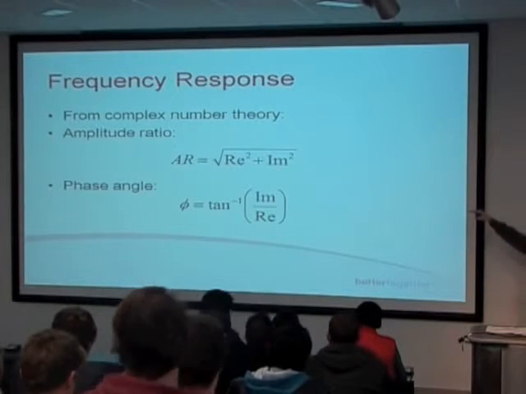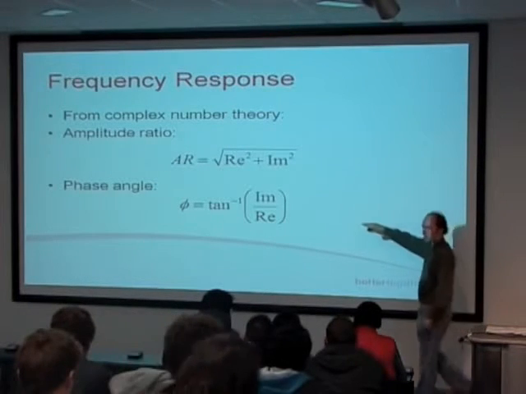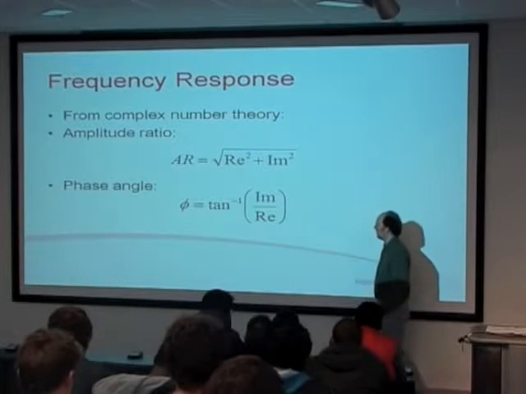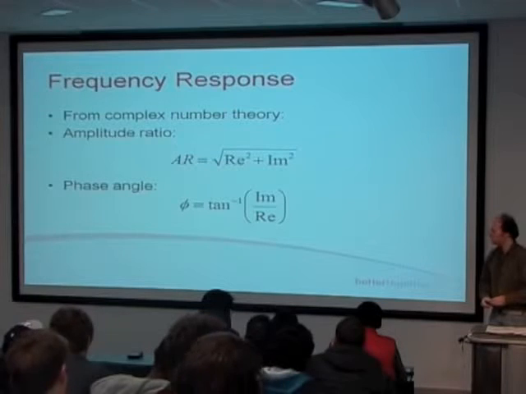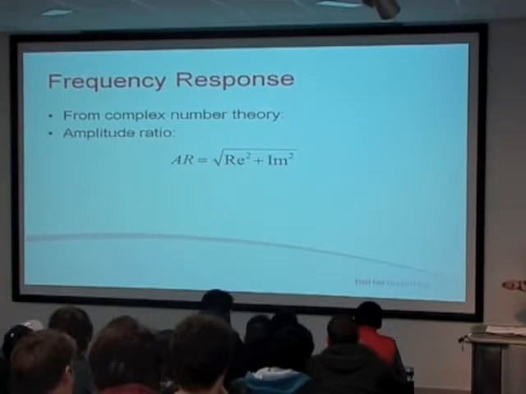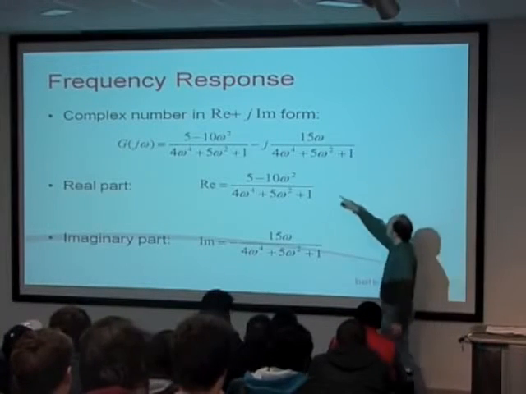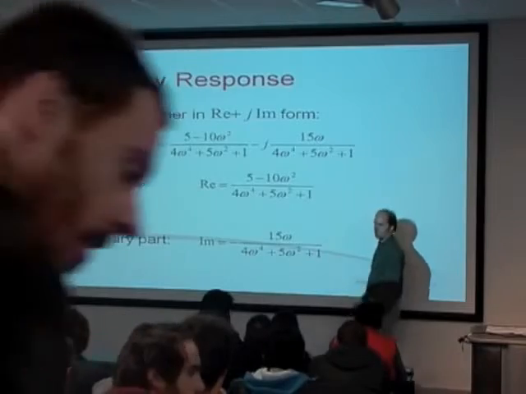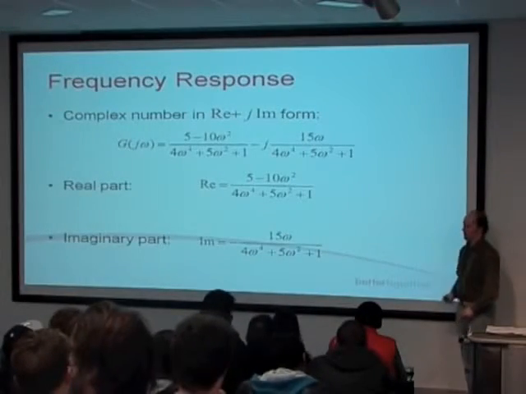So we use this Pythagoras theorem to get the amplitude ratio, and then we just use trigonometry, the inverse tangent of the imaginary number over the real number, and you get your phase angle. And so with that system, the system looked like this. What we do is we drive the system with a range of different frequencies, and then depending on the frequency, we'll get different values for the real and the imaginary part.